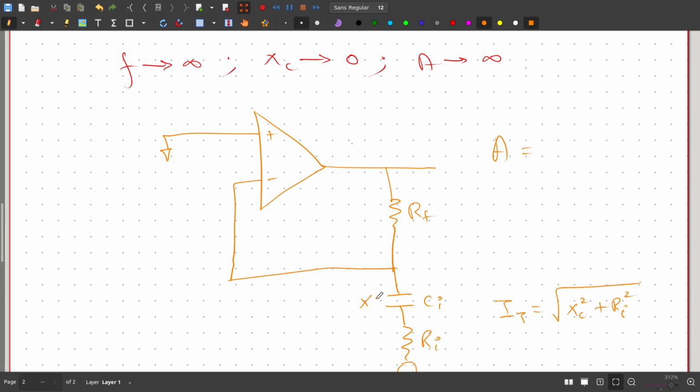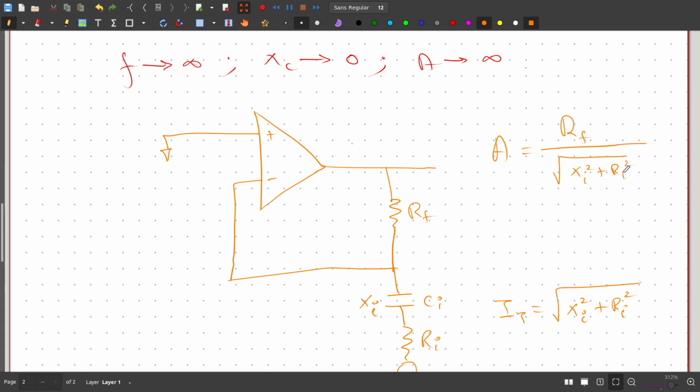Instead of Xc, let me put Xi. Input impedance, sorry, input reactance. Therefore this is the input reactance and this is the feedback. Therefore the gain equation becomes Rf divided by root of Xi square plus Ri square.